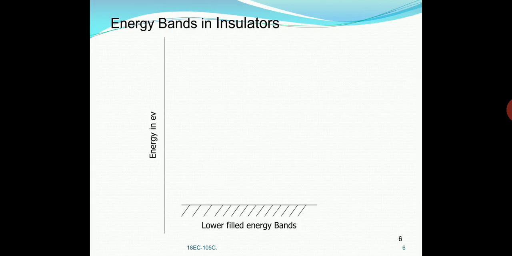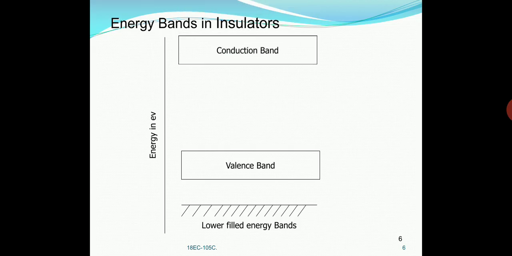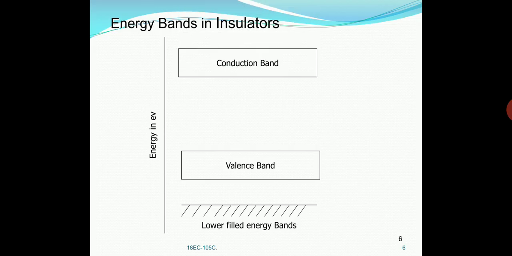Now energy bands in insulators. So you have a reference energy band which is a low energy filled band. Then you have a valence band. Then you have a conduction band, and we're talking about the insulators. In between there is a large forbidden gap, and normally this forbidden gap is expressed in terms of electron volts, and for the insulators it is 6 electron volts.